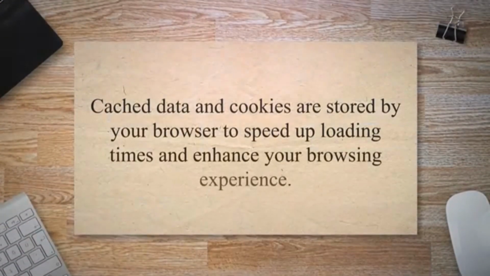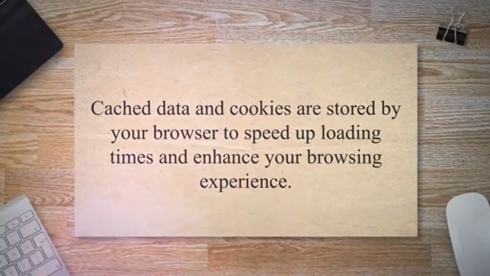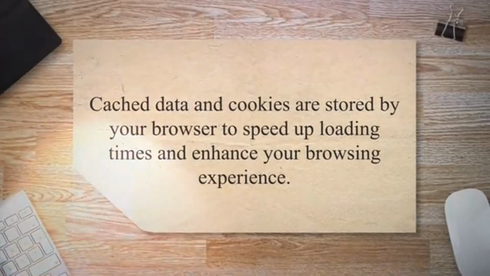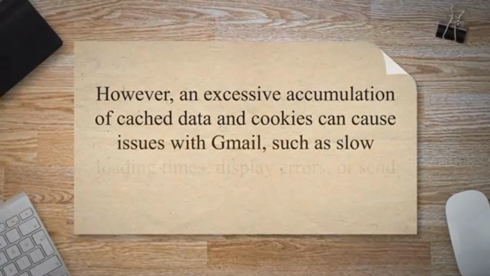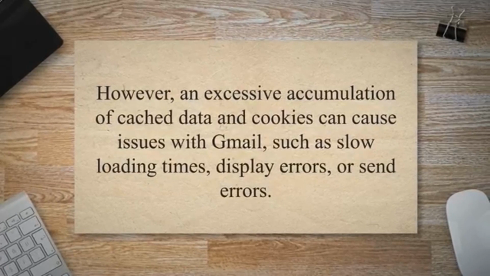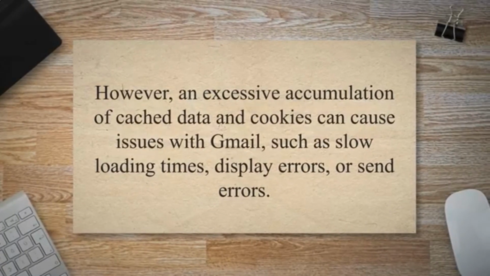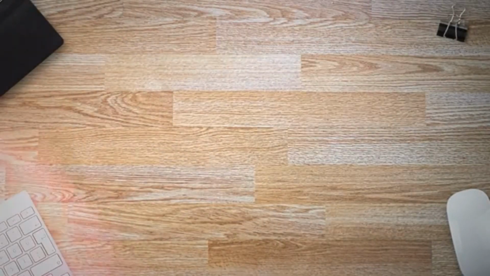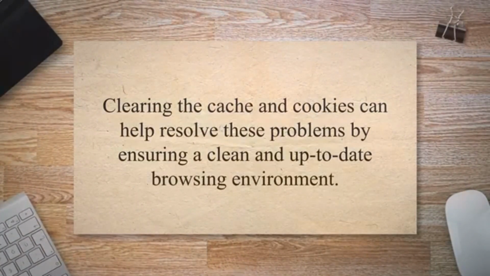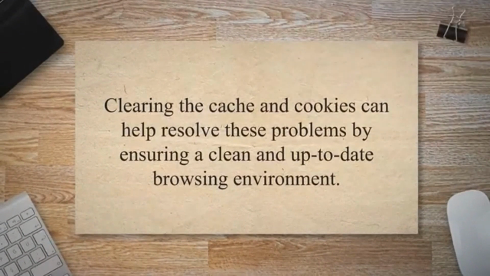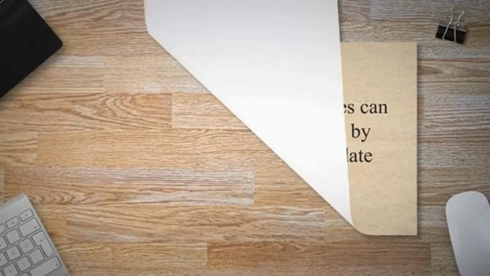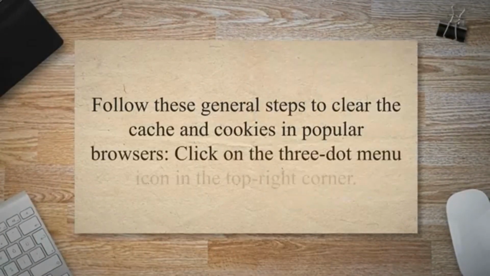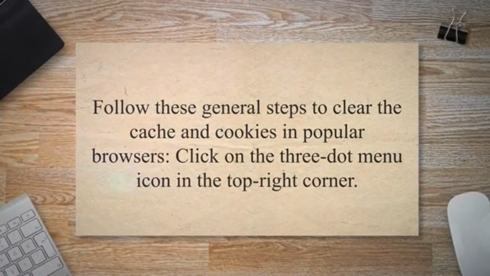Cached data and cookies are stored by your browser to speed up loading times and enhance your browsing experience. However, an excessive accumulation of cached data and cookies can cause issues with Gmail, such as slow loading times, display errors, or send errors. Clearing the cache and cookies can help resolve these problems by ensuring a clean and up-to-date browsing environment. Follow these general steps to clear the cache and cookies in popular browsers.